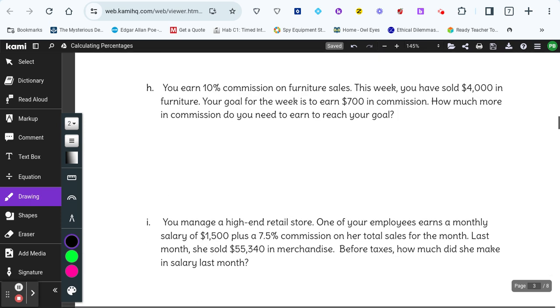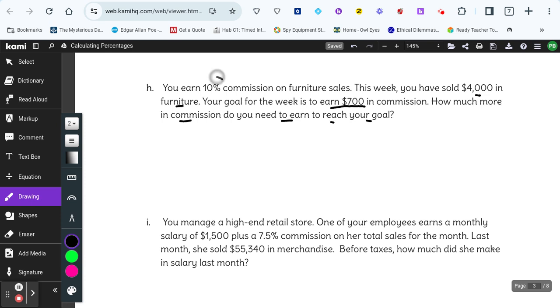All right, let's look at H. You earn 10% commission on furniture sales. This week, you sold $4,000 in furniture. The goal for the week, though, is to earn $700 in commission. All right, so how much more in commission do you need to earn to reach your goal?